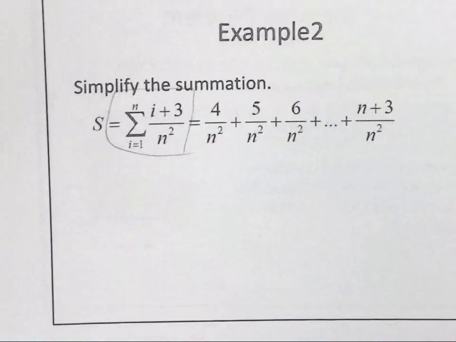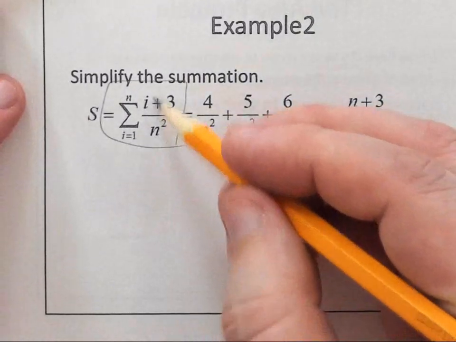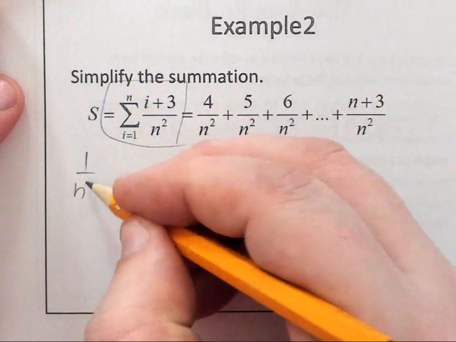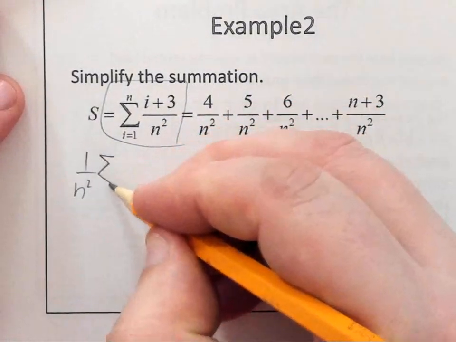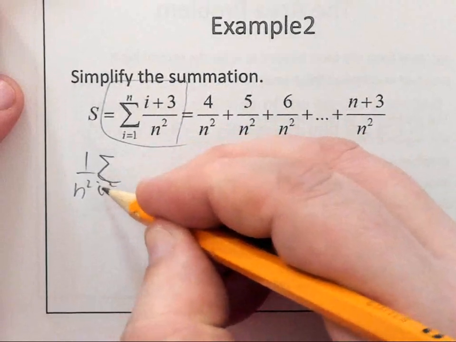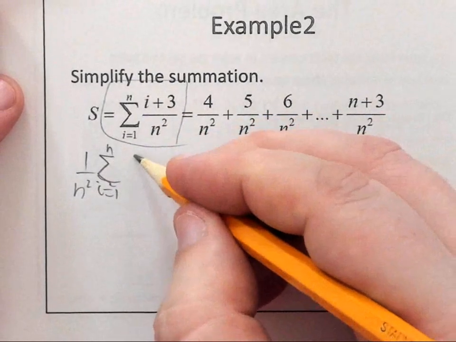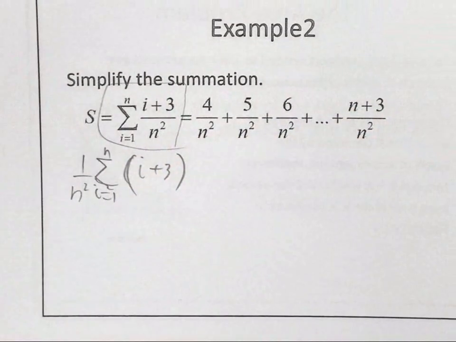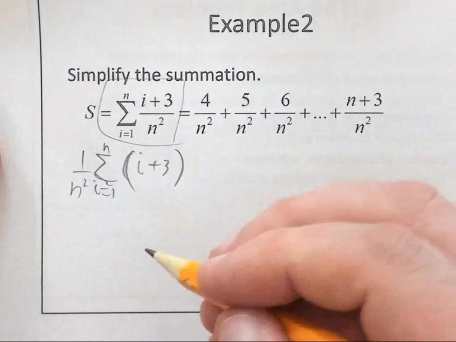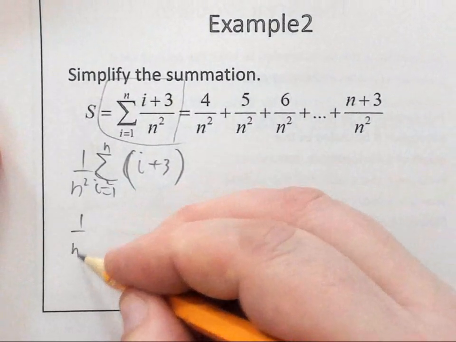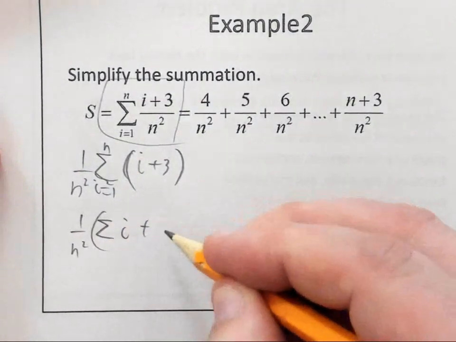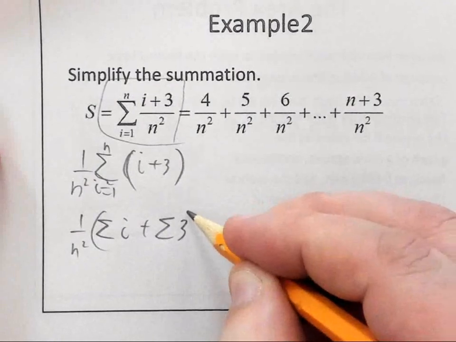So looking at this, the overall multiplier is the fact that this whole thing is divided by n squared. So I'm going to take that and put it out front. That's going to leave me with the sigma from i equals 1 to n of i plus 3. But since I have the plus sign there, I can split that into two different sigma values. So I'm going to pull that apart. So I have 1 over n squared times the sigma of i plus the sigma of 3.